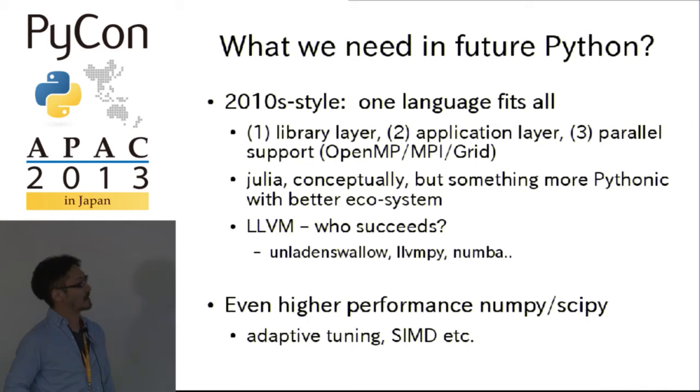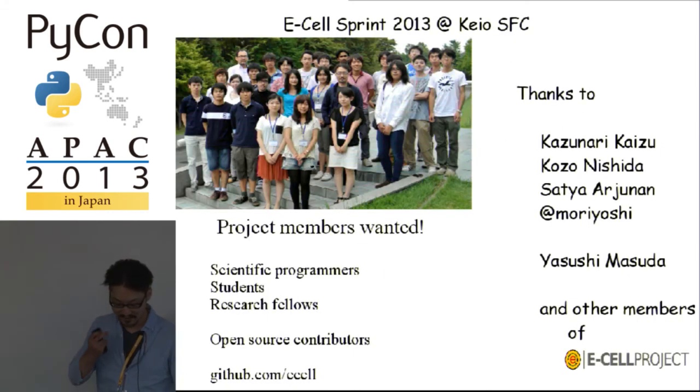I don't think we are going to use Julia, but if the Python community could come up with something conceptually the same as this, I think it's going to be very useful. And maybe the use of LLVM would be one possible solution. And of course, we need even higher performance for NumPy and SciPy, the libraries we use for image computations.